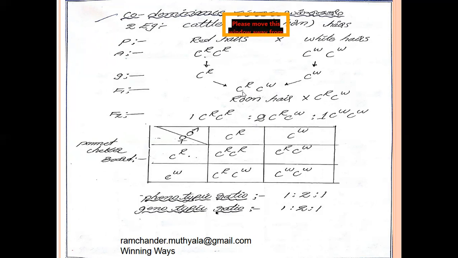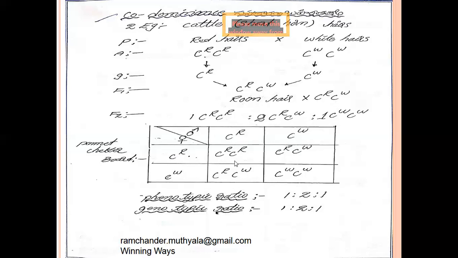In the F1 generation, new hairs are developed by codominance. The hairs are expressed by the C^R C^W genes. The C^R C^W genes express roan hairs. The roan cattle are crossed with self-cross to form the F2 generation. In the F2 generation, the genotypic ratio and phenotypic ratio are 1:2:1. One cattle produces C^R gametes and C^W gametes. Another cattle produces C^R gametes and C^W gametes.